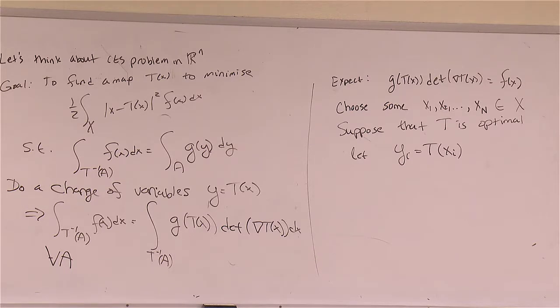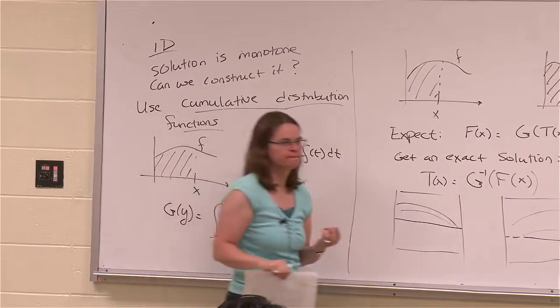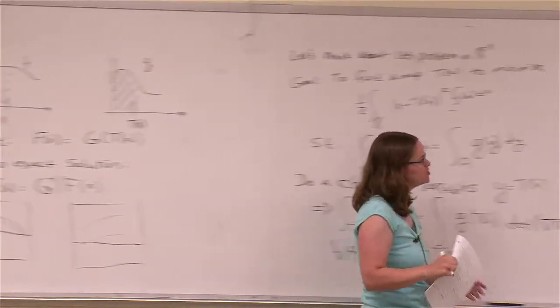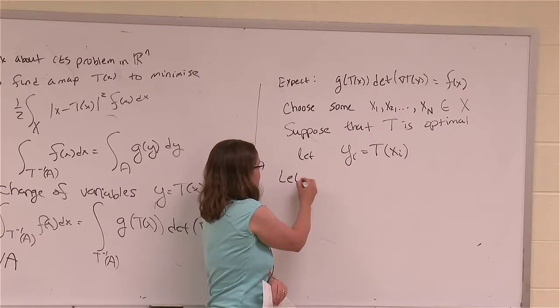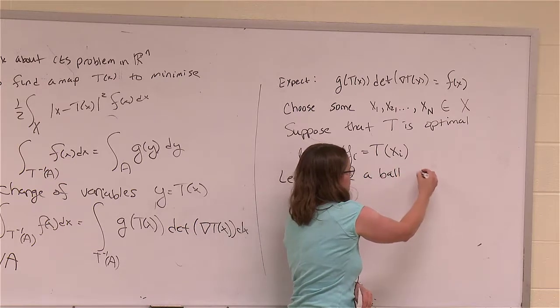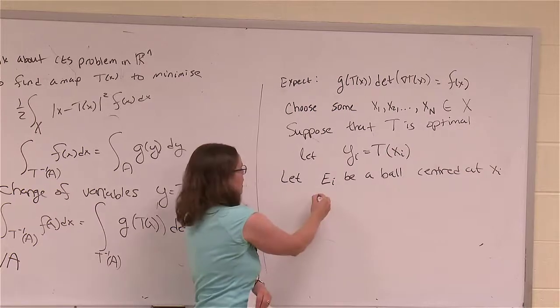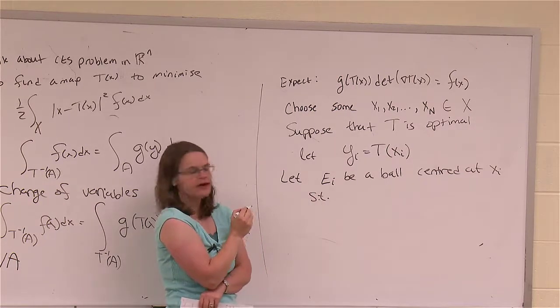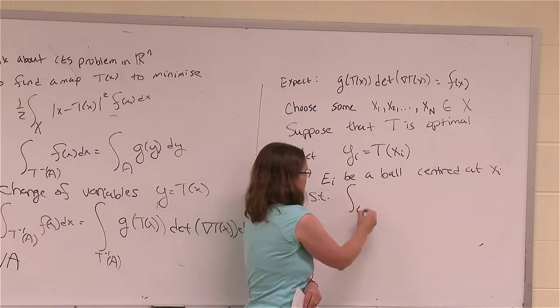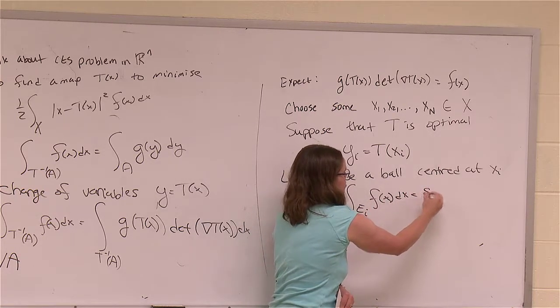I'm going to again do the same thing I did in 1D. In 1D, I had points x, and I built a little interval around them such that I have epsilon amount of mass living in this interval. In higher dimensions, we need to build a ball. So let E_i be a ball centered at x_i, and again we want an epsilon amount of mass in here. That means if I integrate over this, I get some epsilon.